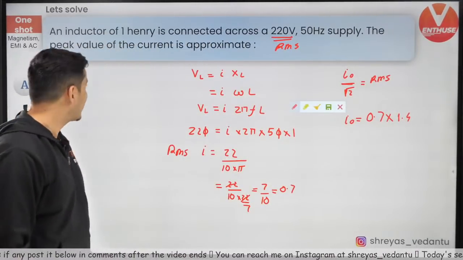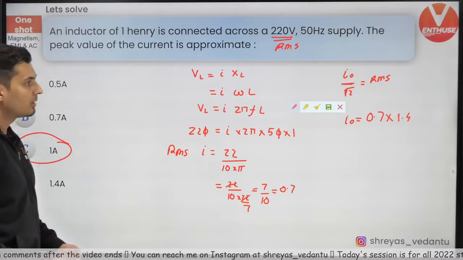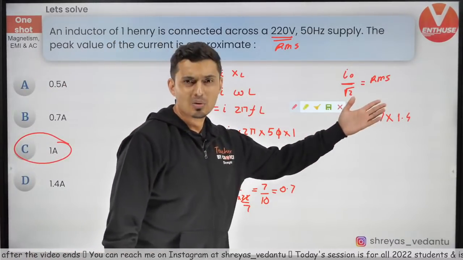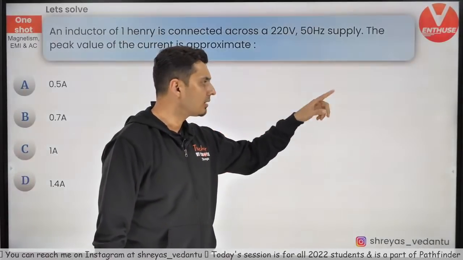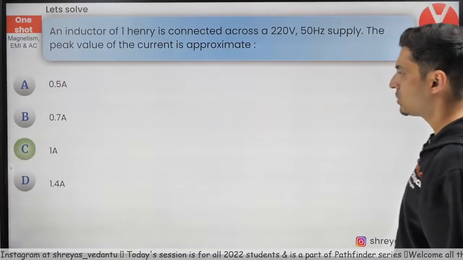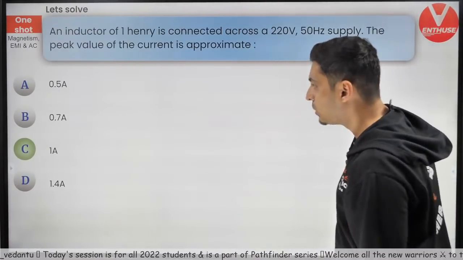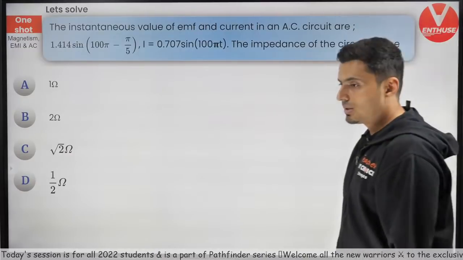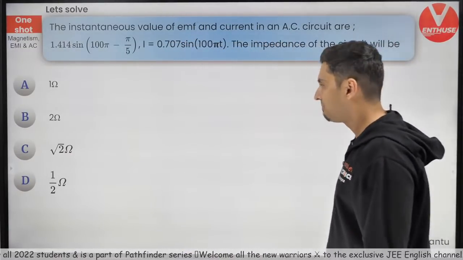Very good. No, it's not A. It will be C. Think about it, makes sense, right? 0.707, which is almost 0.7 into 1.4. 14 sevens are 98. You got it. So it should be 1 ampere. Yes, it is 1 ampere. Cool. 0.98, which is almost like 1. Moving on to the next question.